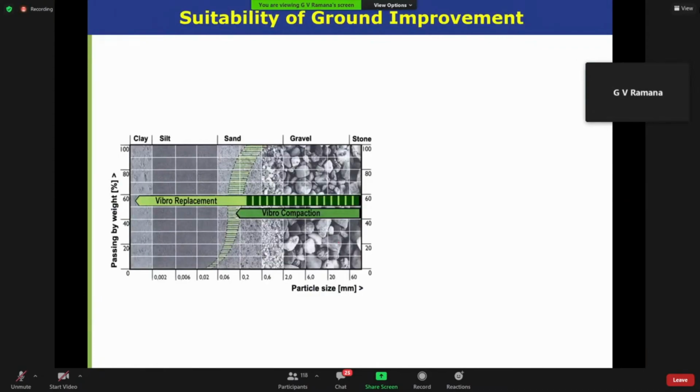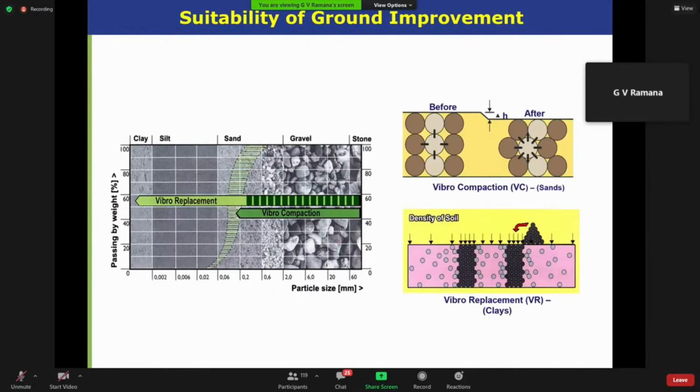So this is the typical ground improvement chart most of us are familiar with. At the Polavaram project, we are sitting on both of them. We are sitting on a CH clay and a poor sand. So it's a geotechnical engineer's paradise, and vibrocompaction has been implemented at the site for liquefaction resistance. And then we are going to do some vibro replacement for the clay settlements to be under control when we make a 45-meter dam.